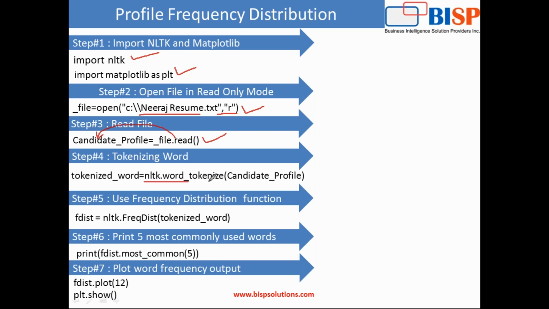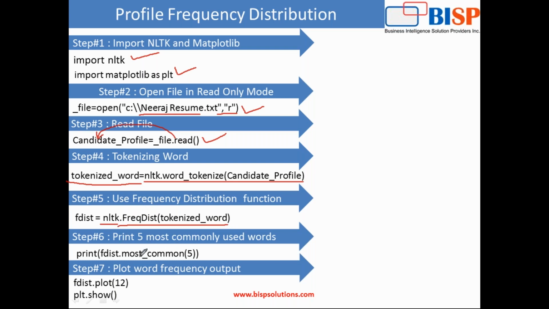And we are going to tokenize the entire candidate profile by using the word tokenize function. In the previous example, I showed you how to use sentence tokenize and use a for loop to read the entire sentence line by line. So you tokenize the entire candidate profile, and the reference is stored in tokenized word. Finally, we apply frequency distribution. It's one of the functions from the NLTK toolkit.